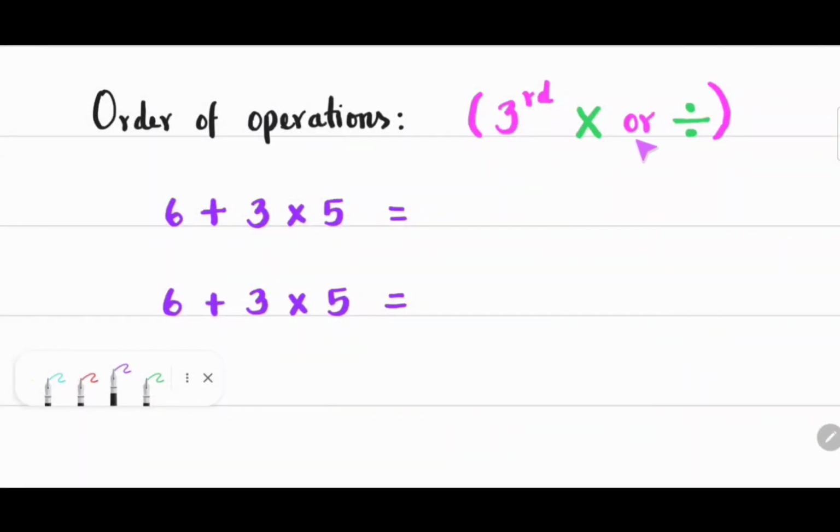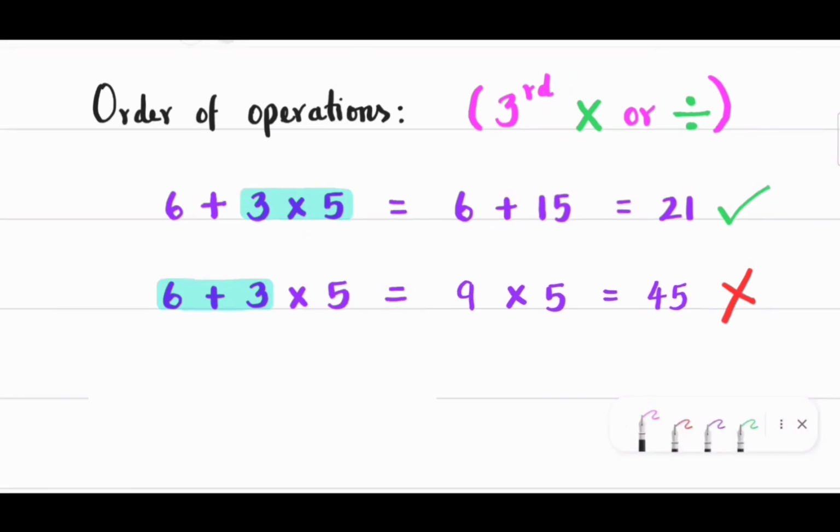Third, multiply or divide before you add or subtract. Here, if I multiply 3 with 5 before I add with 6, we get 6 plus 15, which equals 21. Whereas, if I add 3 with 6 before multiplying with 5, we get 9 times 5 equals 45.